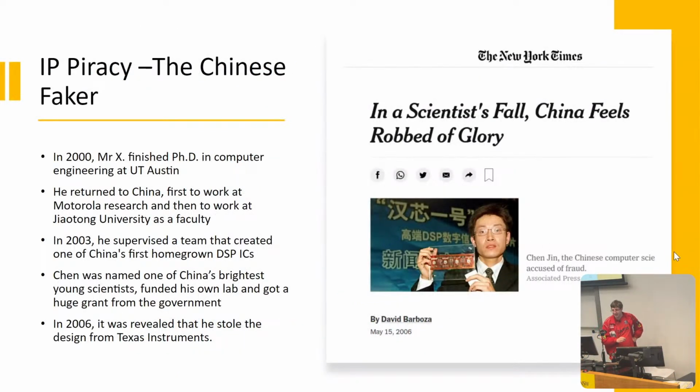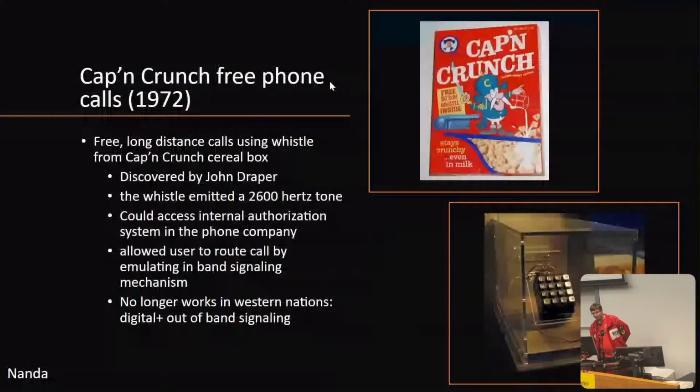This is the case of a Mr. X who finished a PhD at UT Austin and then stole a bunch of designs from Texas Instruments, went over to China and then built those same designs. So that's an example of a malicious insider who just goes in. It's very difficult to protect against stuff like that.